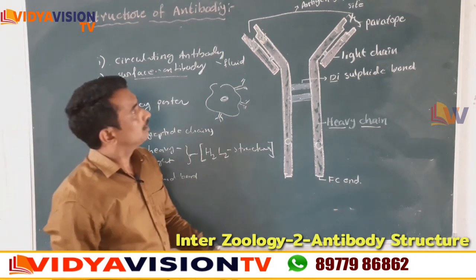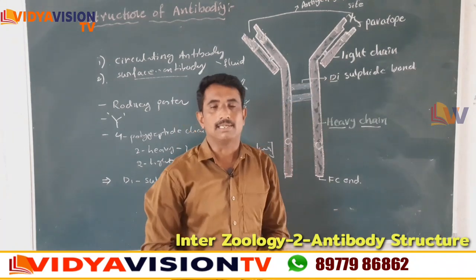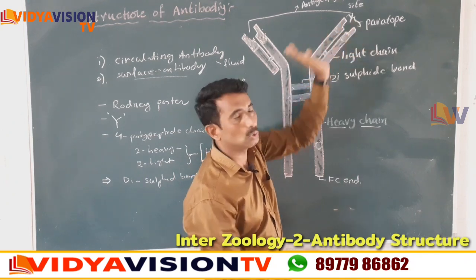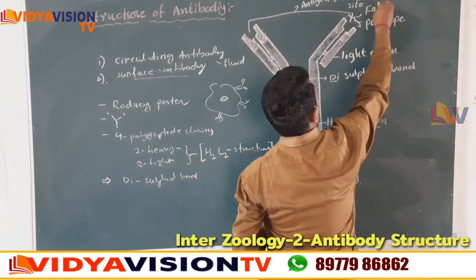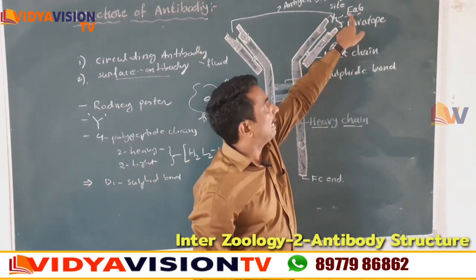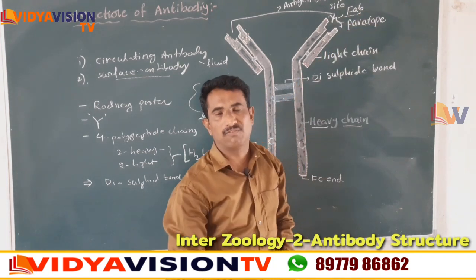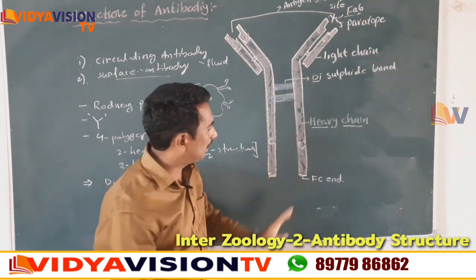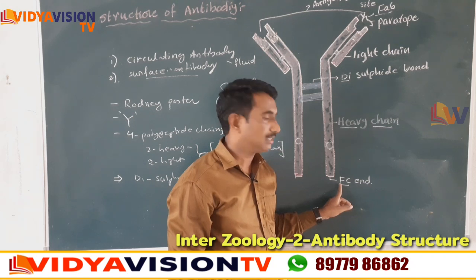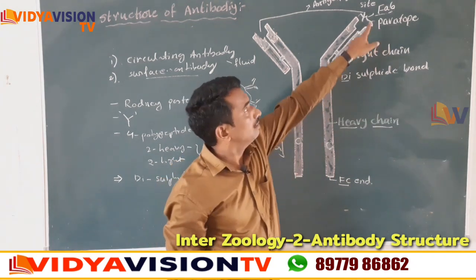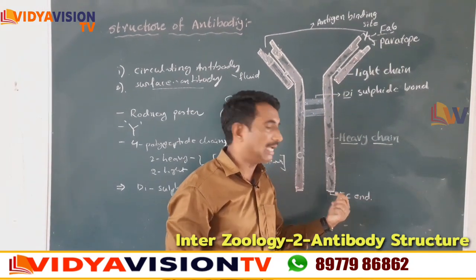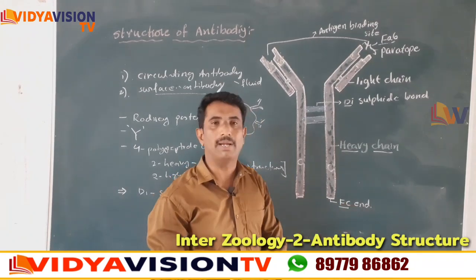Now the antibody consists of 2 ends, children. One is the paratope, also known as FAB. FAB means fragment antigen binding site. Another end is called the FC end, that is, fragment cell binding site. Here FAB means fragment antigen binding site, and FC means fragment cell binding site.